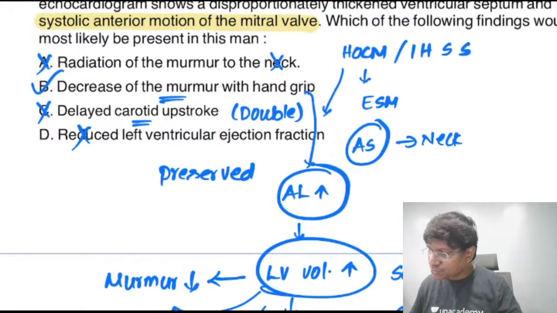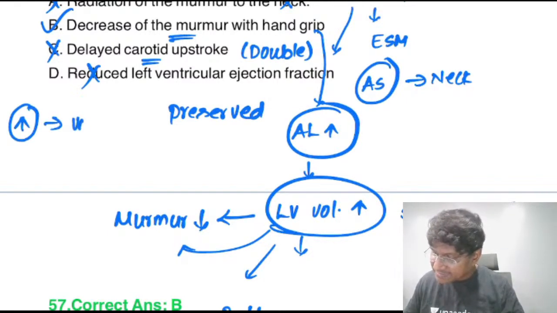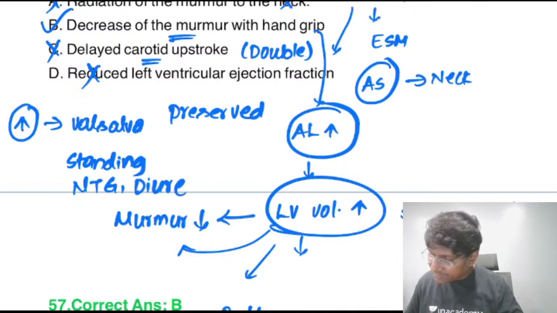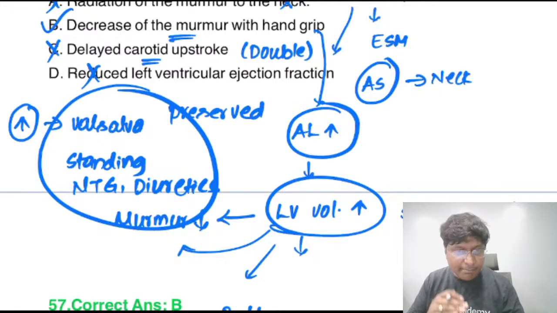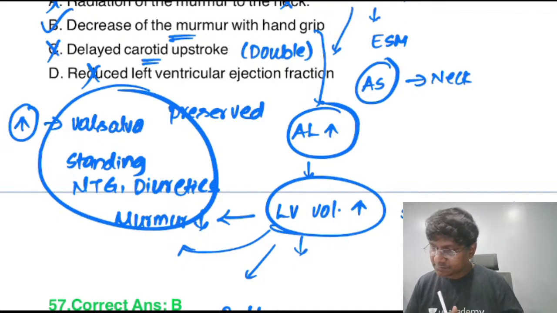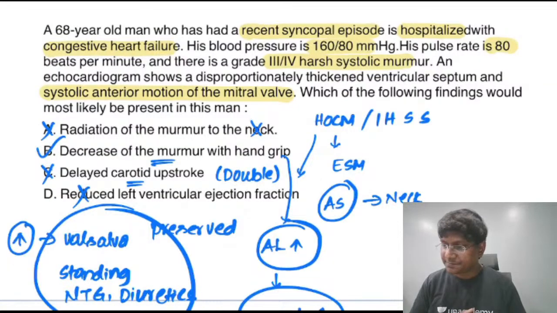Then what is the condition where the HOCM murmur intensity increases? The murmur of HOCM increases in Valsalva, and sudden standing, patient on nitroglycerin, patient on diuretics. Very good, Sunjit. So in these scenarios, the LV volume decreases and the murmur increases in HOCM. Okay, so this is about the HOCM story. I hope everyone has understood this question.